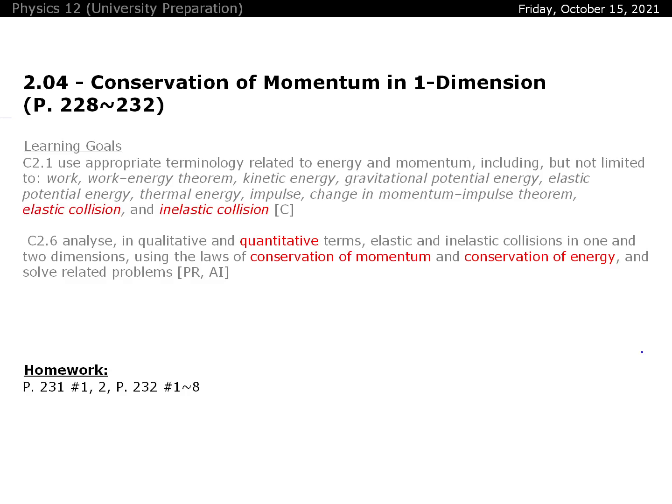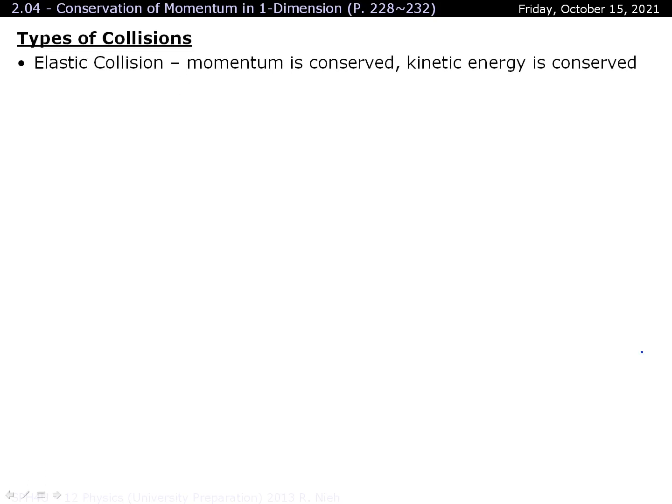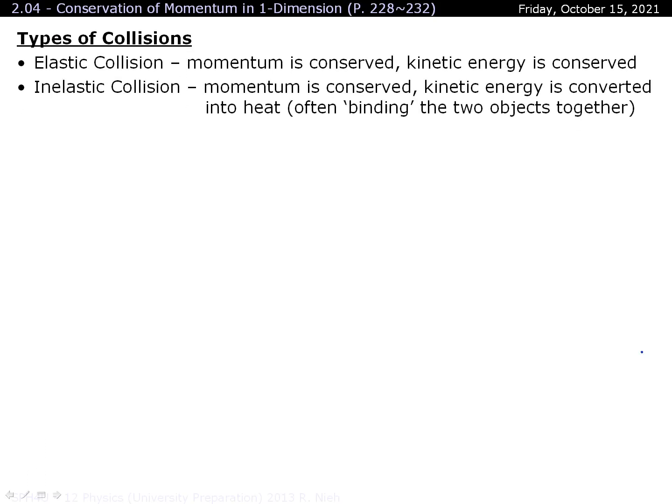Collisions can fall into two separate types of categories: elastic collisions and inelastic collisions. Regardless of which one we talk about, one thing is always true: momentum is always conserved. In other words, whatever momentum you have at the beginning, it's going to be equal to the momentum you have at the end. The difference between these two is that in an elastic collision, whatever kinetic energy you have at the beginning, it's going to be equal to the total kinetic energy you have at the end.